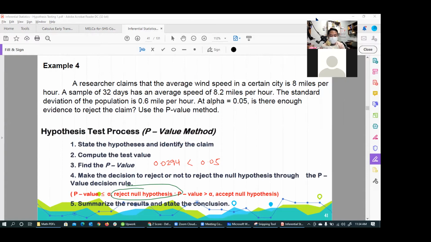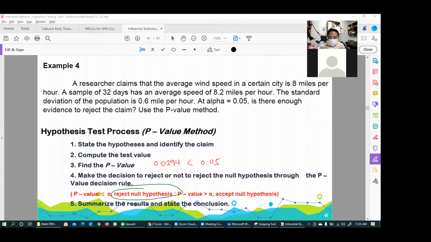So let me type it down. In conclusion, we are able to infer that the average wind speed in a certain city is not equal to 8 miles per hour. So we are accepting the alternative, rejecting the null. That would be one of your conclusions you can write in step 5.